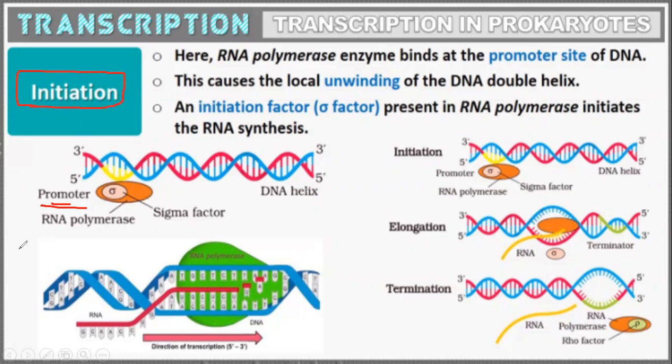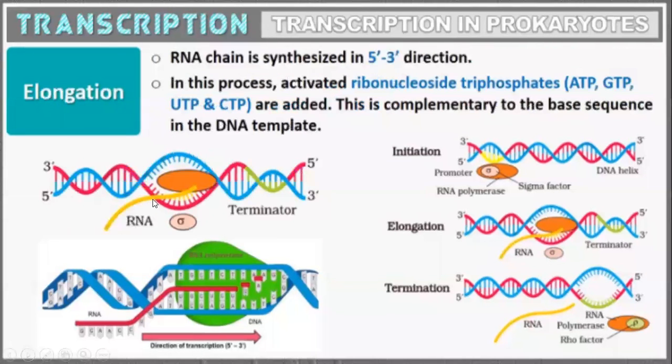Is that clear? The enzyme starts to move downwards, and the two strands unwind from each other. The 3'-5' strand is called the template strand, and the 5'-3' strand is called the coding strand. Now moving on to the process of elongation.